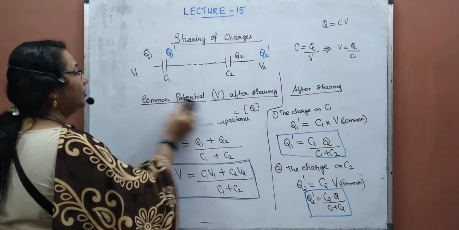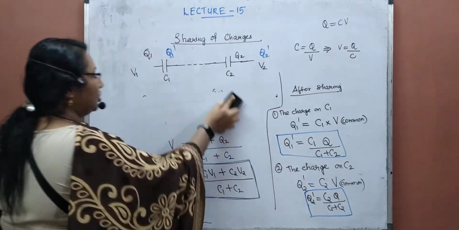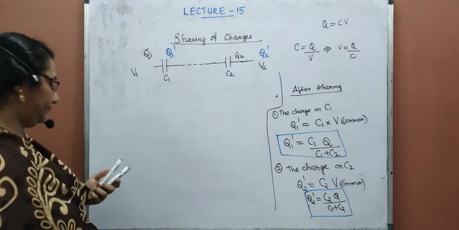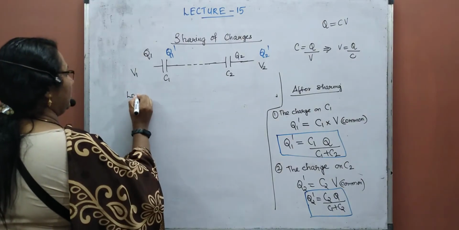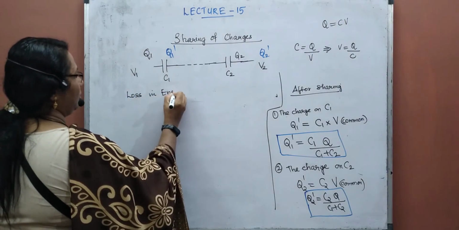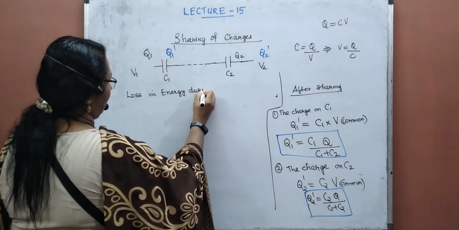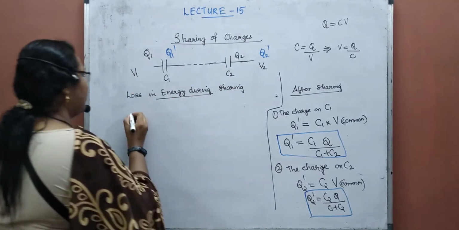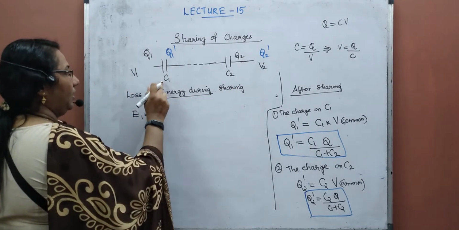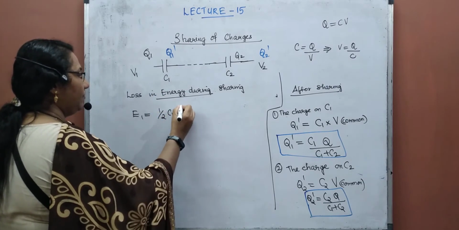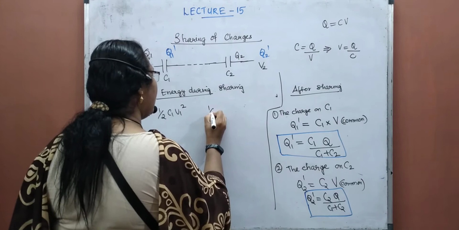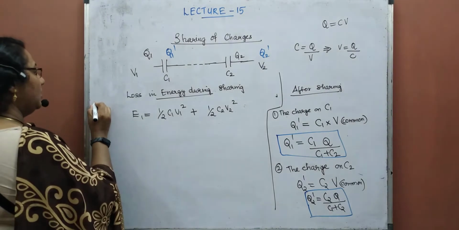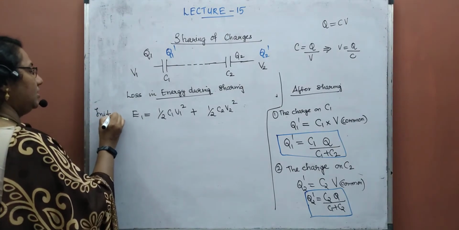Now we are going to the energy lost during sharing. Loss in energy during sharing. So how do you find it? That is, what was the initial energy E1? Here it is half C1 V1 square, here it is half C2 V2 square. So what is the total initial energy? This is the initial energy.